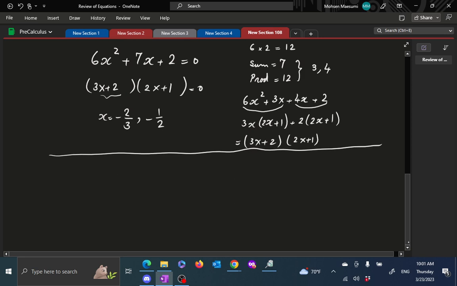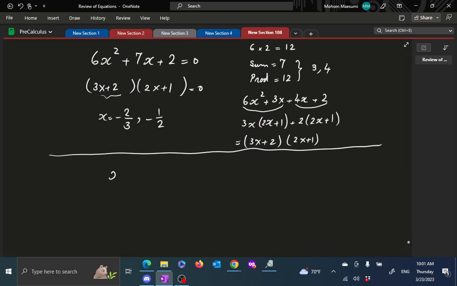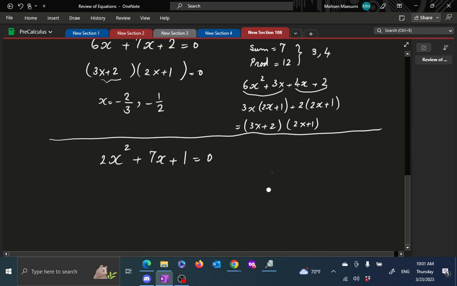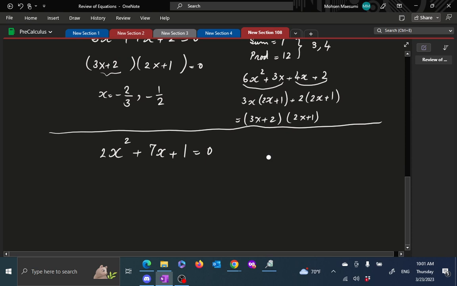Sometimes we might look for factorization and nothing easy comes to mind. So for example, if I have 2x squared plus say 7x plus say 1 is equal to 0, I might look for two numbers such that the product is 2 and the sum is 7, and might be stumped by that. So what is the solution in that case?